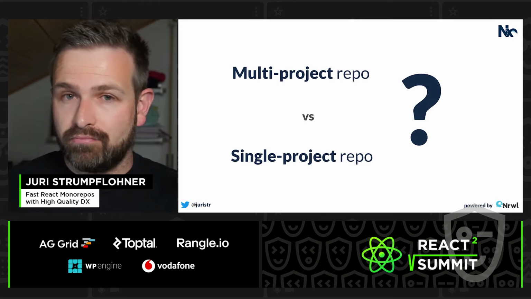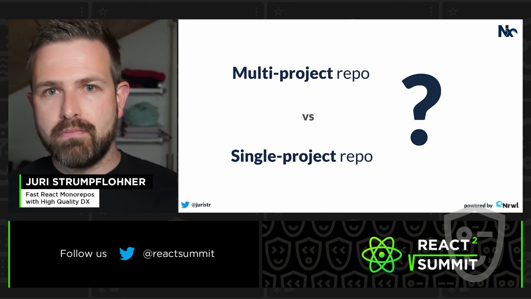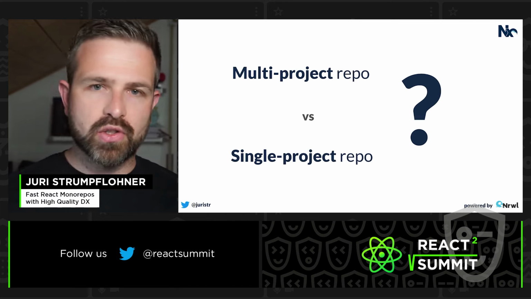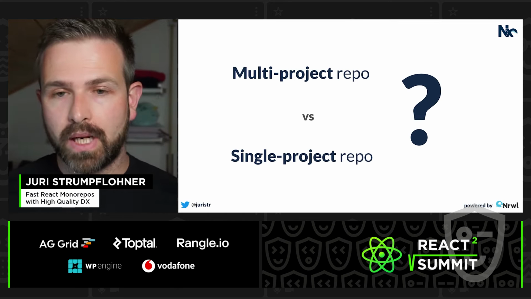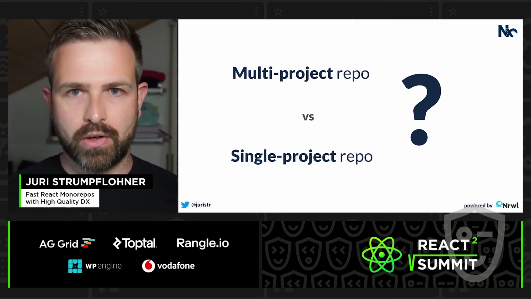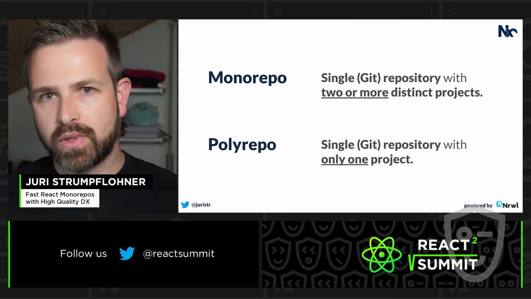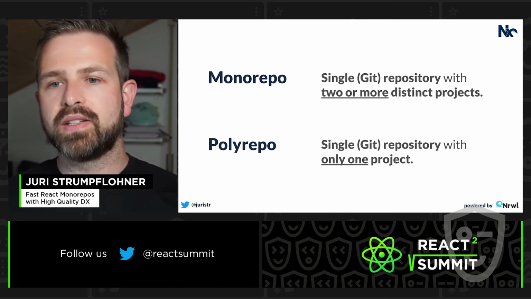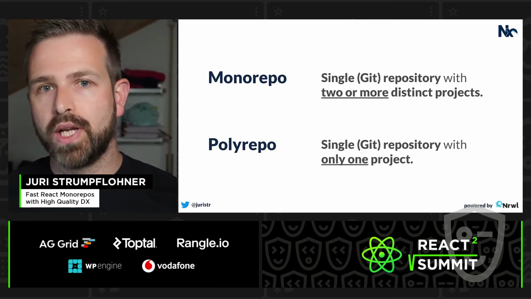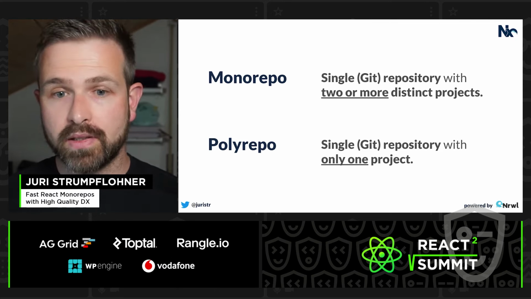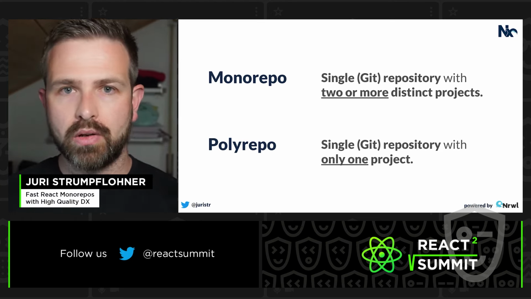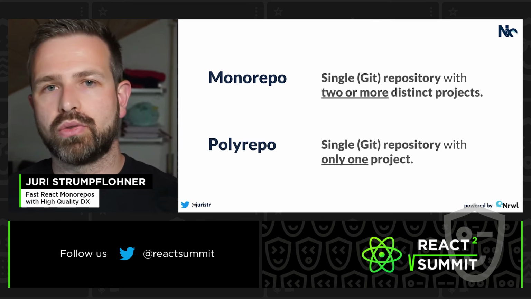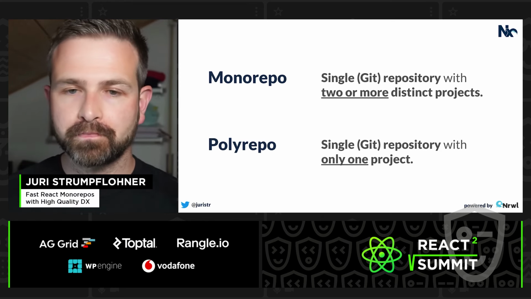Now, probably a term like multi-project repo versus single project repo would be more meaningful, but I'm not going to coin a new term here. So whenever I'm speaking about monorepos, what I intend is basically a single Git repository with 2 or more distinct projects, and polyrepo on the other side is more the classic scenario, which a lot of people basically have, which is a single repository with 1 project in it.